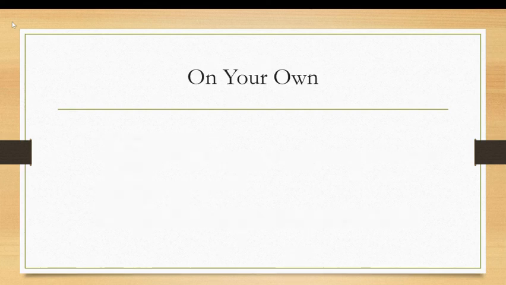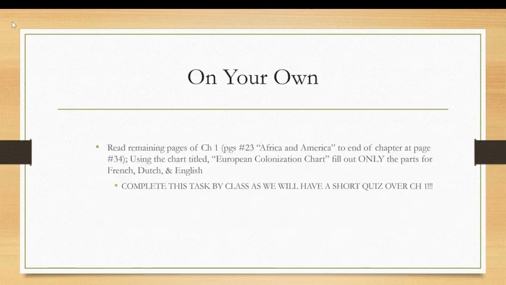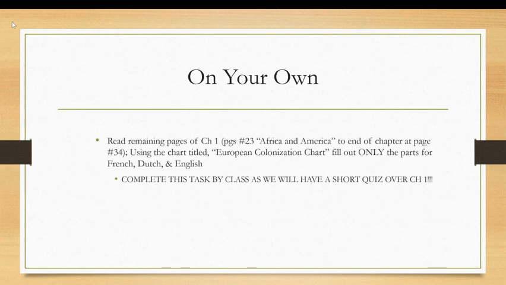Okay, so let's talk about what you need to accomplish on your own. You need to read the remaining pages of chapter 1. So that is from page 23 to the end of the chapter, page 34. And it starts with Africa and America, and then it'll go through early colonization efforts by the English, the French, and the Dutch. It'll talk to you about the early try of Roanoke. So, make sure that you read that before you come to class.